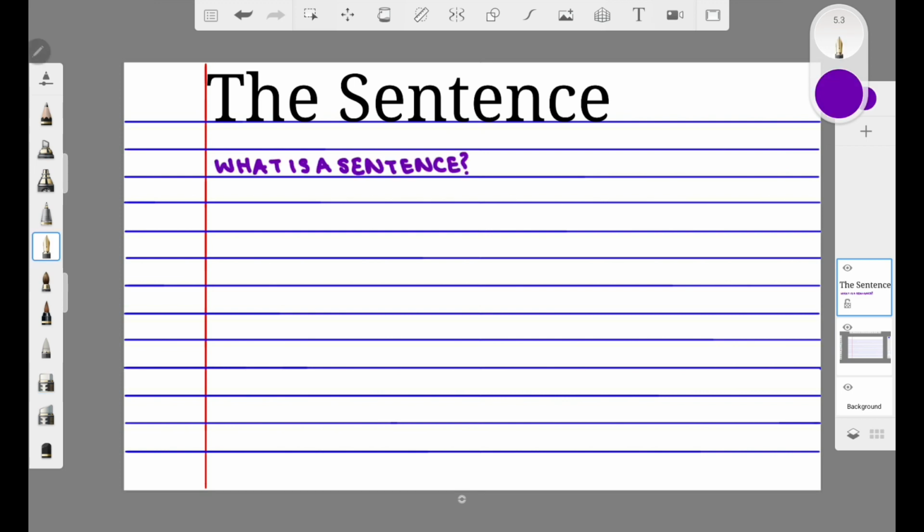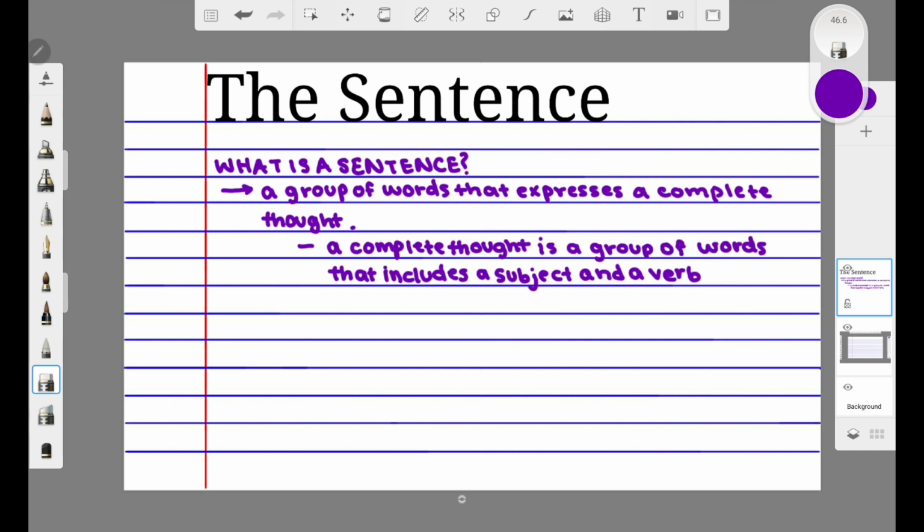So, what is a sentence? A sentence is a group of words that expresses a complete thought. But what do I mean by complete thought? How can we define a complete thought? A complete thought is a group of words that includes a subject and a verb.